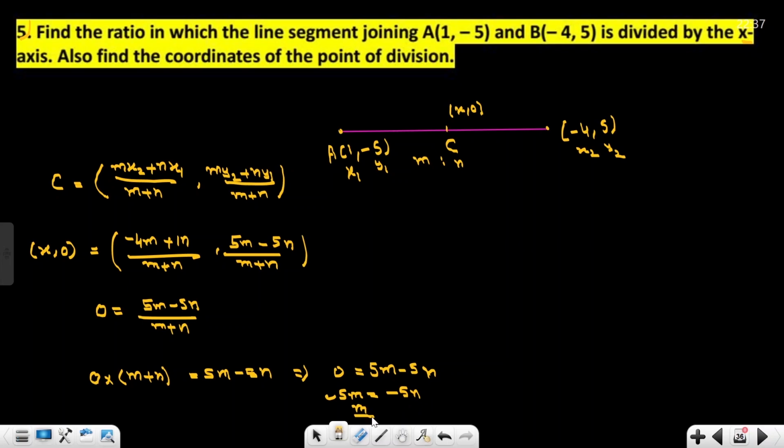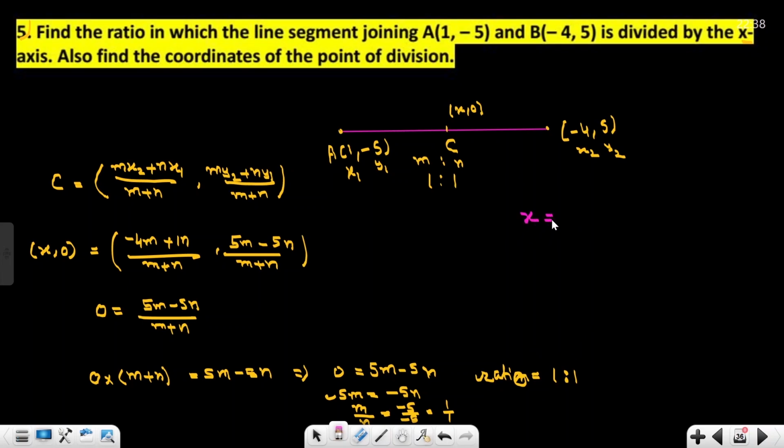So m divided by n is equal to what? Minus 5 divided by minus 5, which is 1 by 1. So the ratio is 1:1.